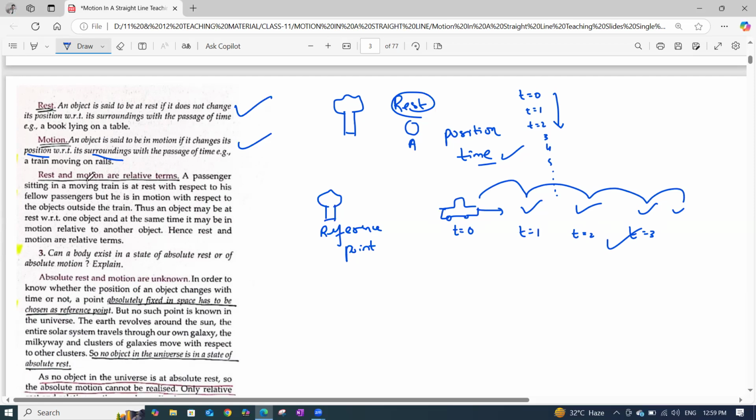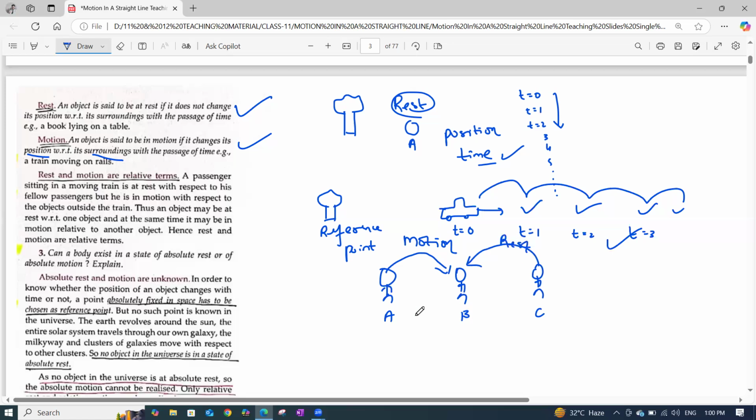Then moving to next topic, rest and motion are relative terms. So what is meant by rest and motion being relative terms? Here, consider there is a person A. Here we have person B, person C. Now, rest and motion are relative terms. According to A, this body B will be in motion. Now according to this C, this person B might be at rest.